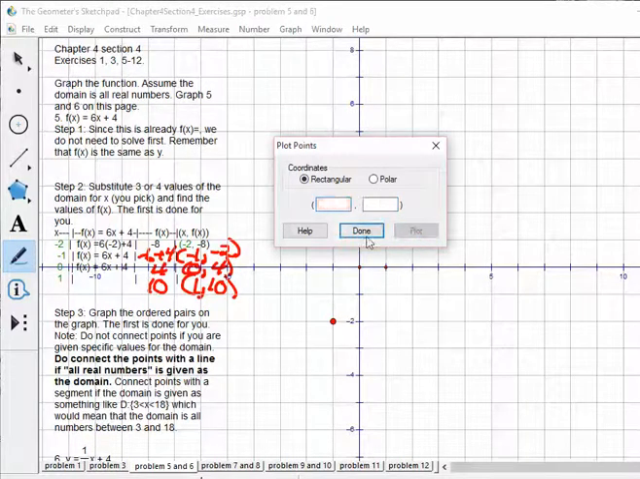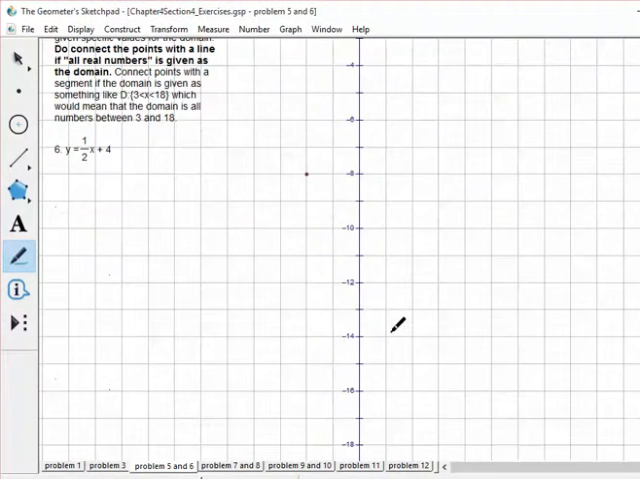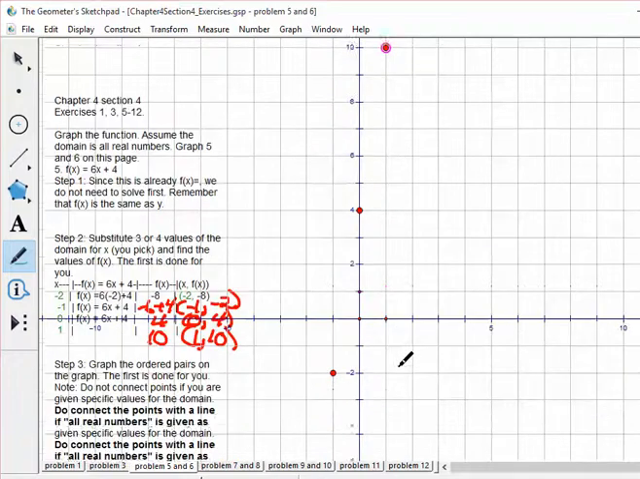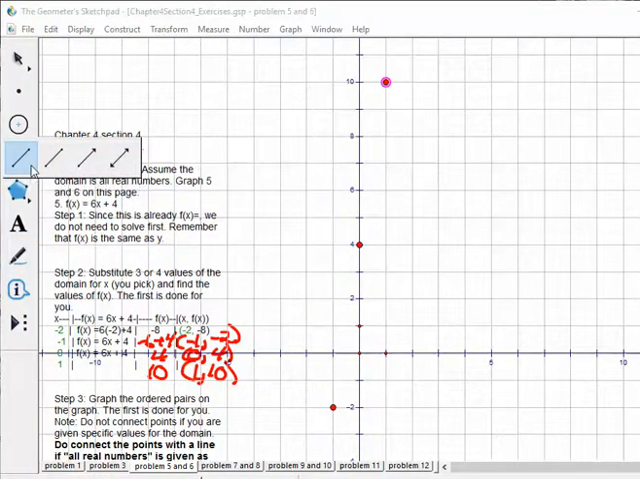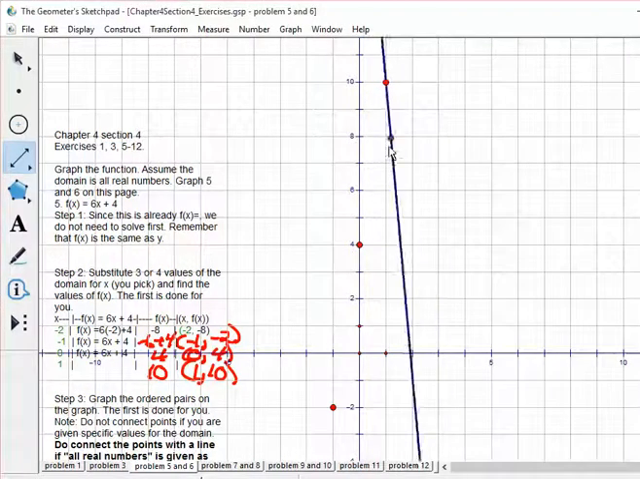Now this time, my points, they should all lie in a line. They always will if you're graphing a linear function. I'm going to connect these points this time. And because my domain is all real numbers, I'm not going to connect it with a line segment. I'm going to hold this button down, and I'm going to pick the one with the line on both ends, because that's a line, and that would include the domain of all real numbers.